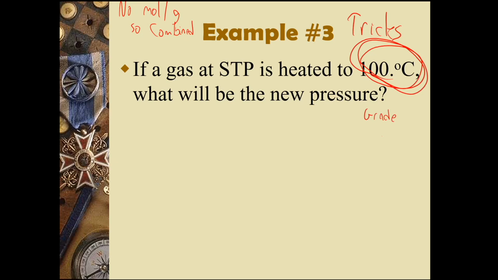Celsius is the grade killer, because you think Celsius will work, but it will not. You need to change this to Kelvin. So no Celsius, you need to make it into Kelvin. So I'm going to take my 100 Celsius, and all I have to do is add 273, and that'll give me my Kelvin, my 373 Kelvin. So this here, this is the temperature I'm going to use.